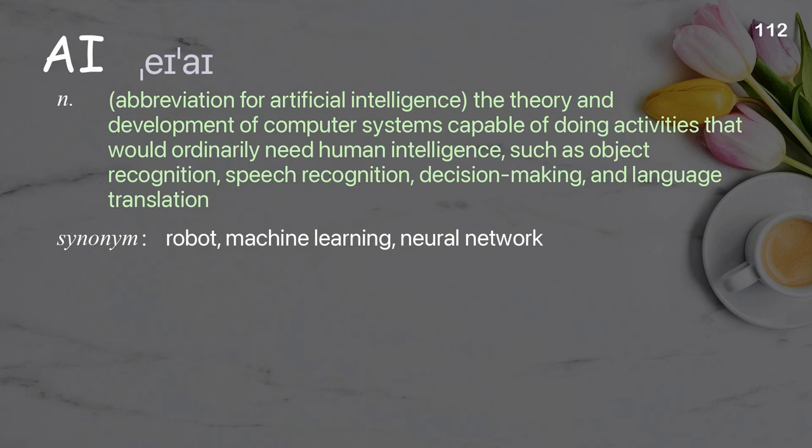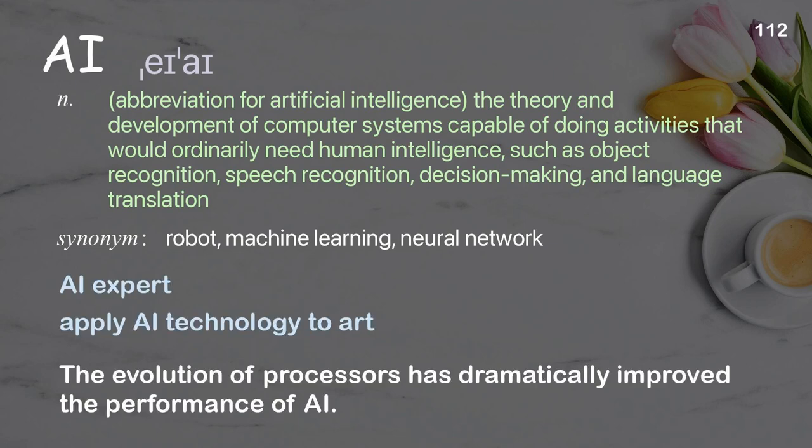AI. Abbreviation for artificial intelligence, the theory and development of computer systems capable of doing activities that would ordinarily need human intelligence, such as object recognition, speech recognition, decision-making, and language translation. Examples. AI expert. Apply AI technology to art. The evolution of processors has dramatically improved the performance of AI.